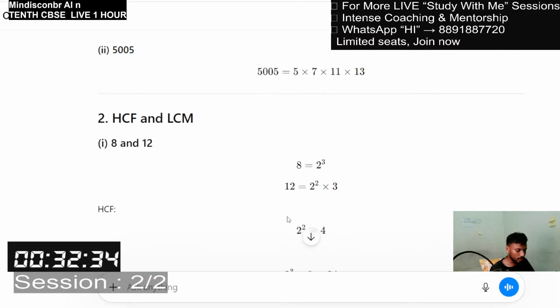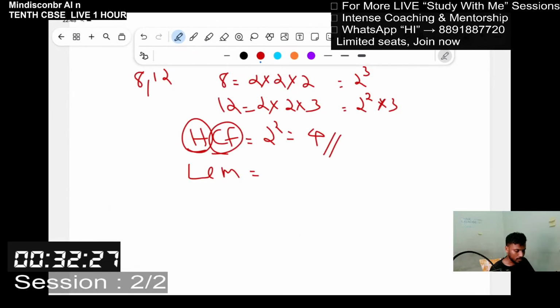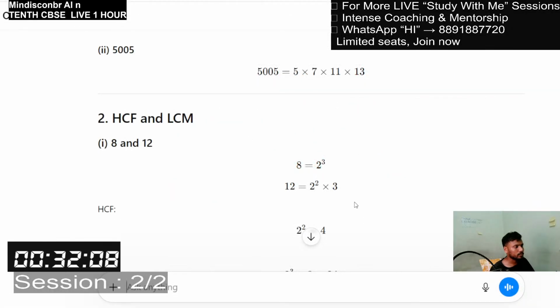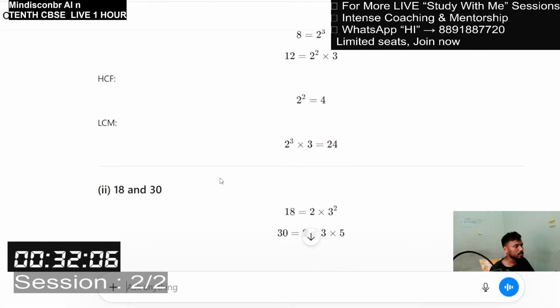And LCM we also have to find. LCM is lowest common multiple. Here it is lowest, so we have to take the highest of all. The highest of 2 cube and 2 square is 2 cube, and 3. 2 cube is 8, 8 into 3 is 24. Yes.